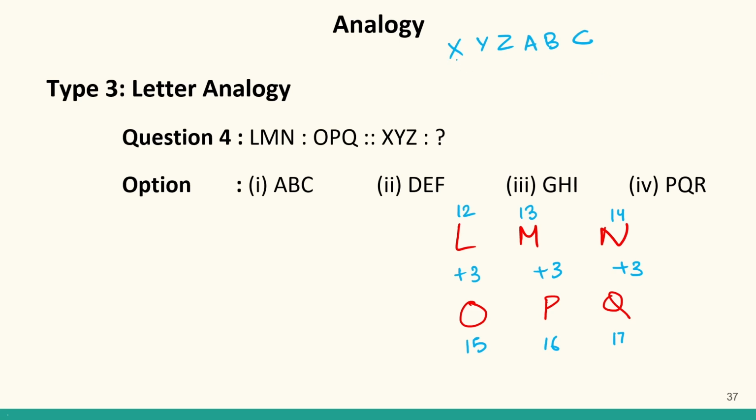Let us check for X. For X, if we move 3 positions forward, this will be the first position, second position, third position. So first letter will be A. Now let us check for Y. If from Y, I have to go 3 positions forward, this will be the first position, second position, third position. So for Y, it will be B.